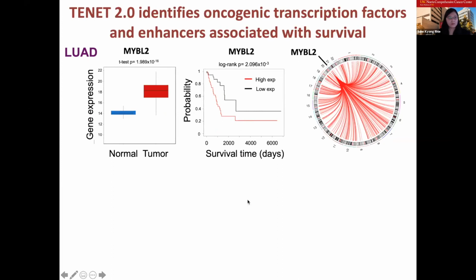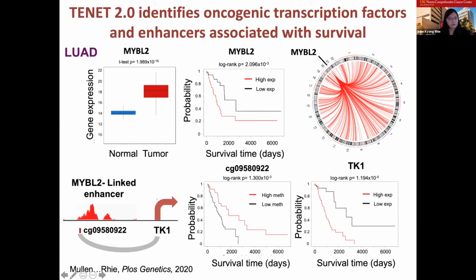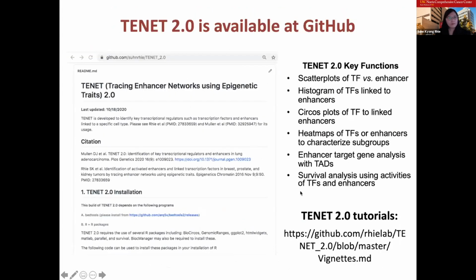We're able to integrate our TENET 2.0 data using Hi-C data and identify some target genes of those enhancers. For example, the MYBL2 linked enhancer CG09580922 is linked to the TK1 gene, and this TK1 gene expression level is also associated with poor survival when high, and enhancer activity is also associated with poor survival. So using TENET 2.0, not only the transcription factors important for the disease, but also those associated with survival can be identified, and target genes of those enhancers can be identified. TENET 2.0 is available on the GitHub page here, and if you go to this GitHub, you will be able to find how key functions work.